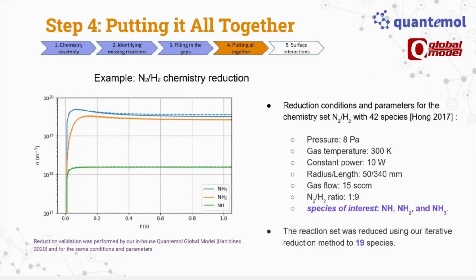So we took this example, the paper with 42 species for N2H2 chemistry. Of course, we fixed the process parameters here, and we identified species of interest: NH, NH2, NH3. We ran our optimizer, and we were able to reduce it to 19 species, more than half, which will cheer up people who want to take this chemistry to 2D and make it faster.